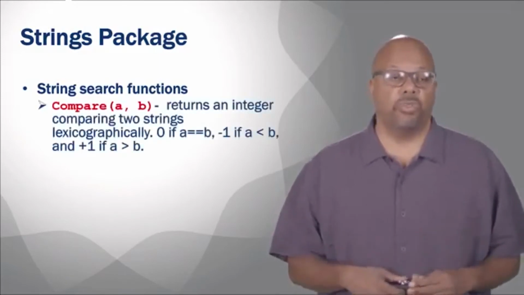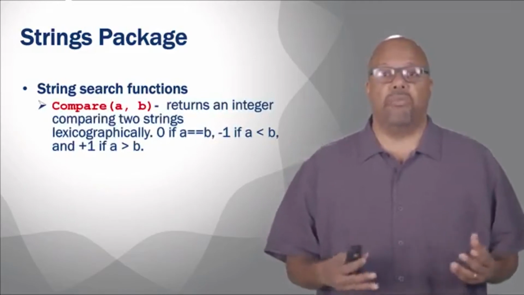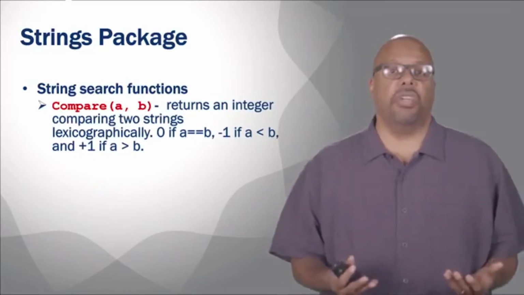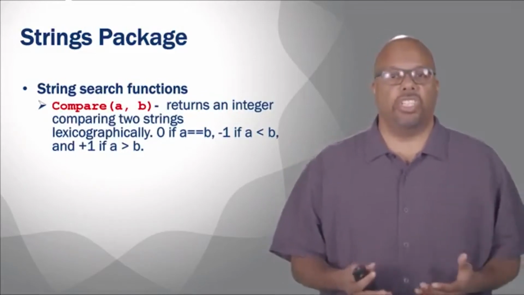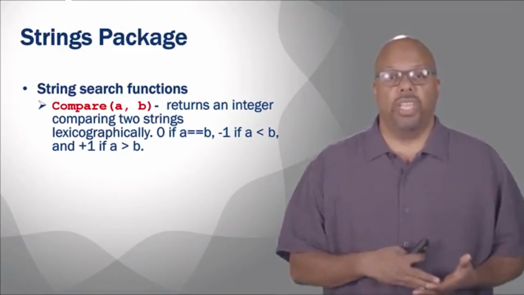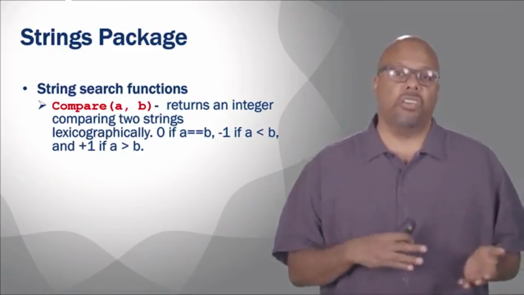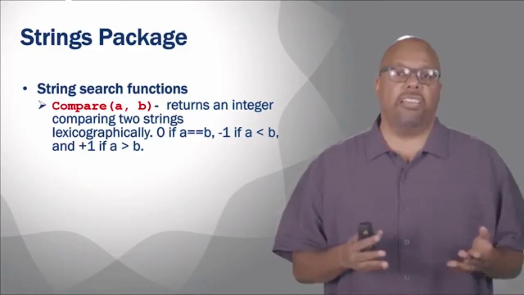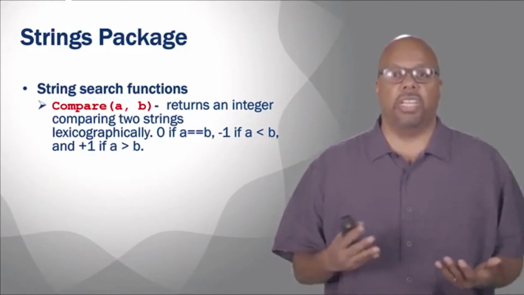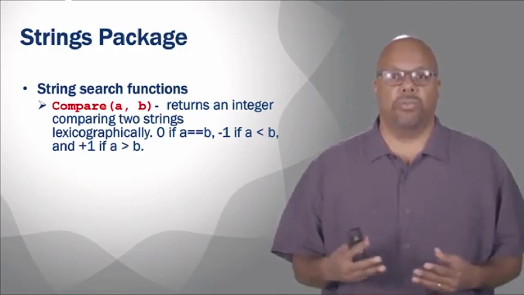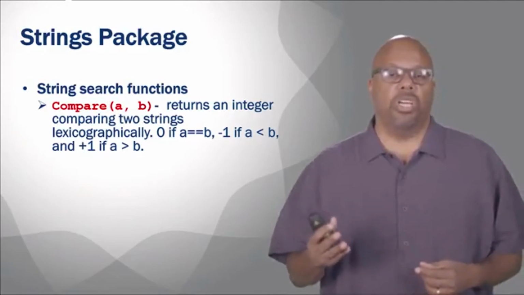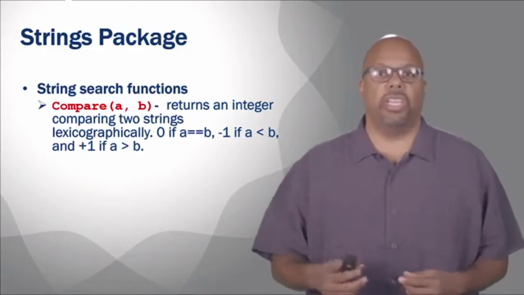For instance, the first one would be compare. Compare A, B, you give it two strings, and it compares them. Actually, this compare function returns 0 if they're equal. It returns a -1 if A is less than B, meaning earlier than it in alphanumeric order. And it returns a +1 if A is greater than B, so if A is later than B in alphanumeric order.